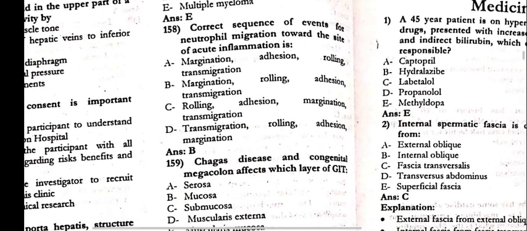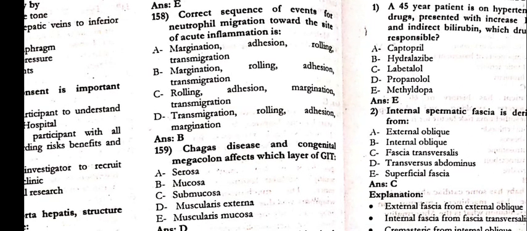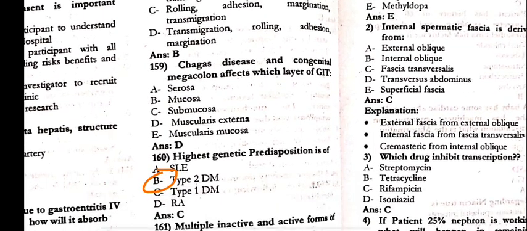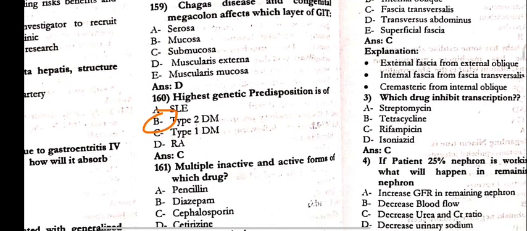158, the correct sequence of events for neutrophil migration towards the site of acute inflammation: margination, rolling, adhesion, transmigration. And 159, Chagas disease and congenital megacolon affect which layer of the GIT? The muscularis externa. 160, the highest genetic predisposition is of type 2 diabetes mellitus.